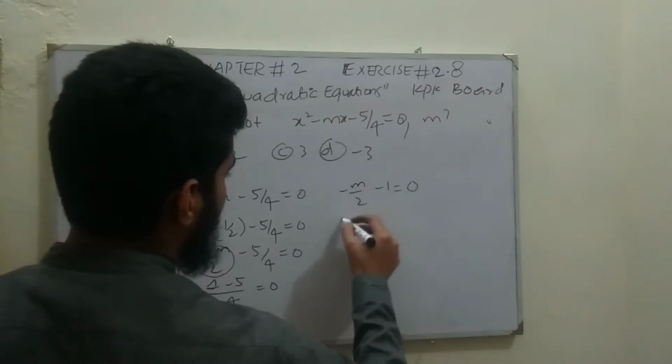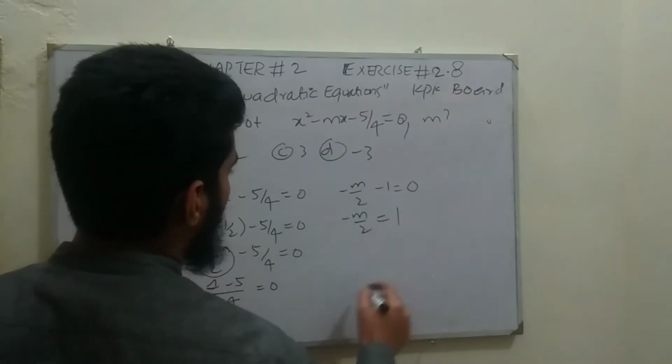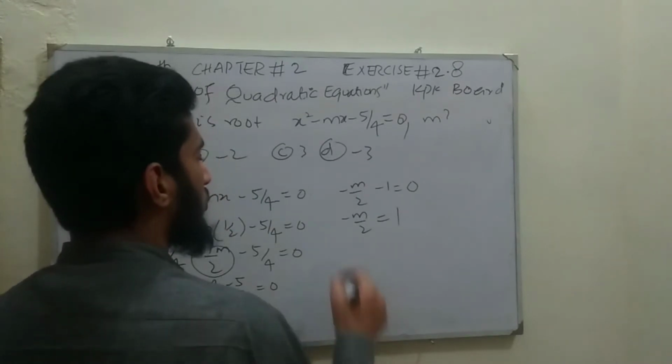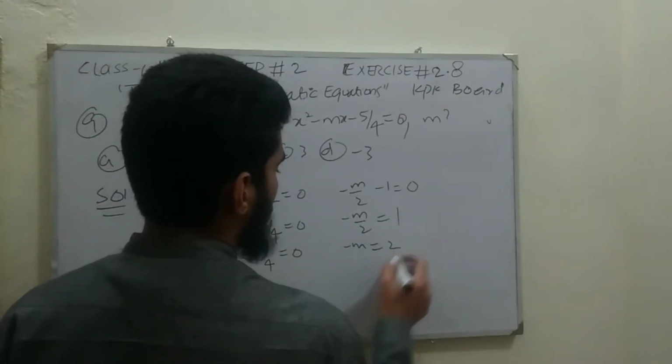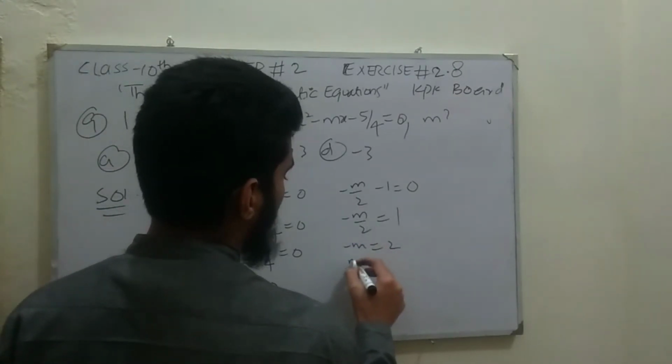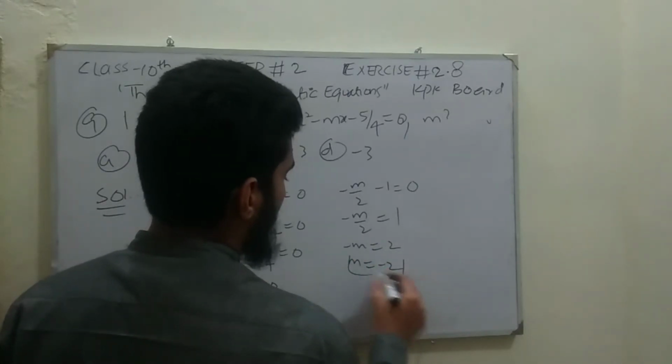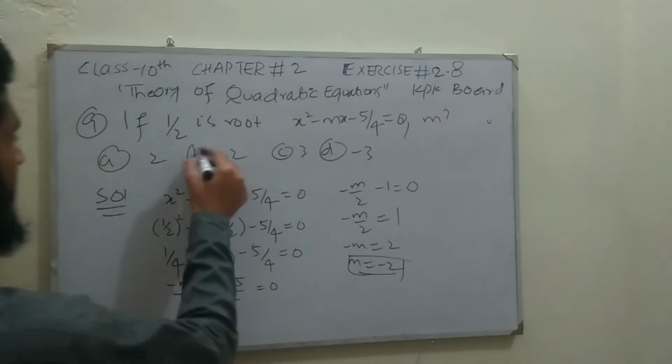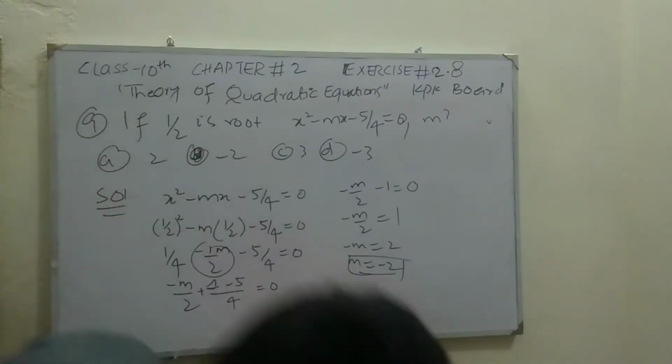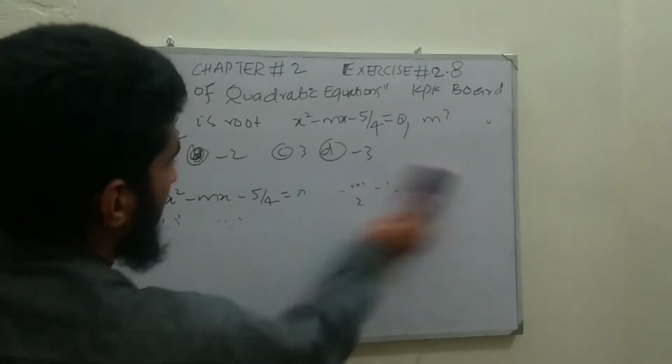Shift minus 1 to the right hand side, so minus m over 2 will become 1. Multiplying 2 to both sides, minus m will be equal to 2. Shift the minus to the right hand side, so the value of m will be equal to minus 2. So the correct option is option B. Move to question number 10.